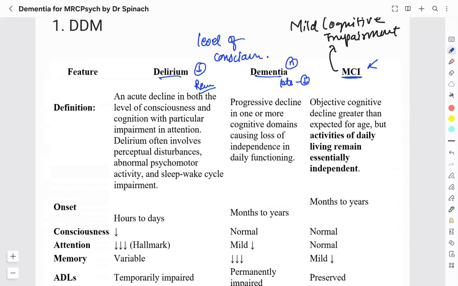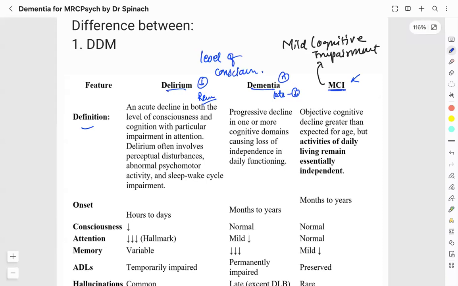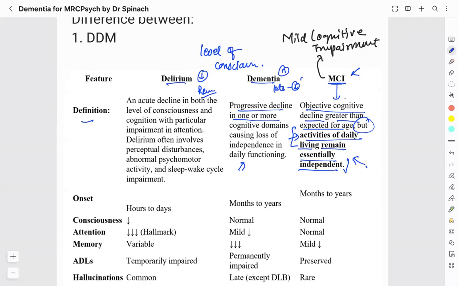So delirium, you already mentioned. This is the definition, and progressive decline in one of the domains, we have already seen. Let's just see for MCI. Objective cognitive decline greater than expected for age, but this is important: activities of daily living remain essentially independent. There is no major decline in the activities of daily living. This is one of the major differentiating factors between dementia and MCI, because in ICD-11, if you remember, they have specifically mentioned that activity of daily living is impaired, and that is when you call it dementia.